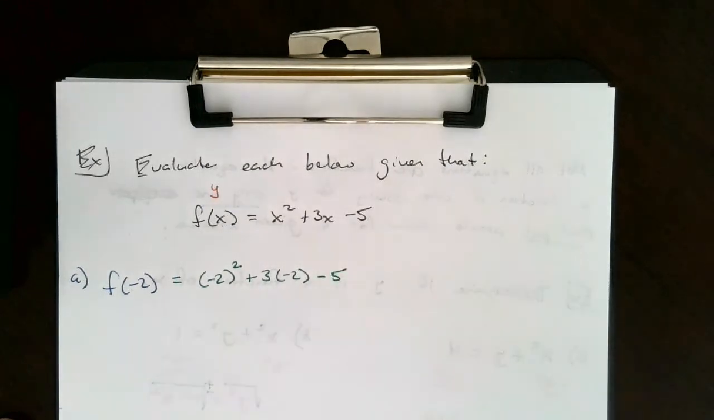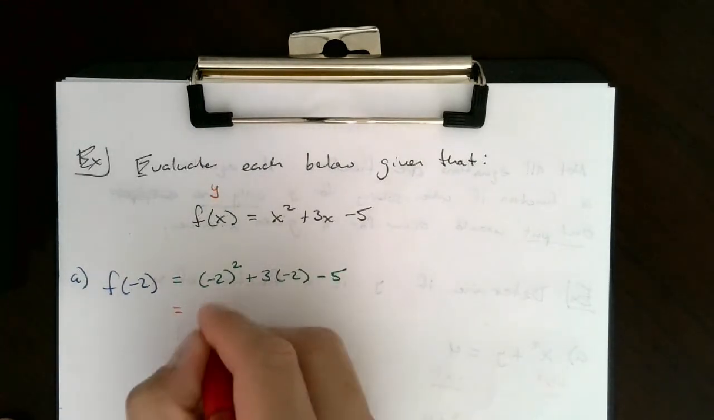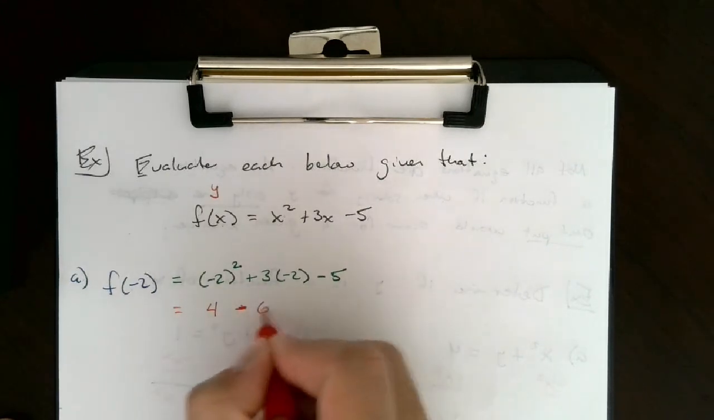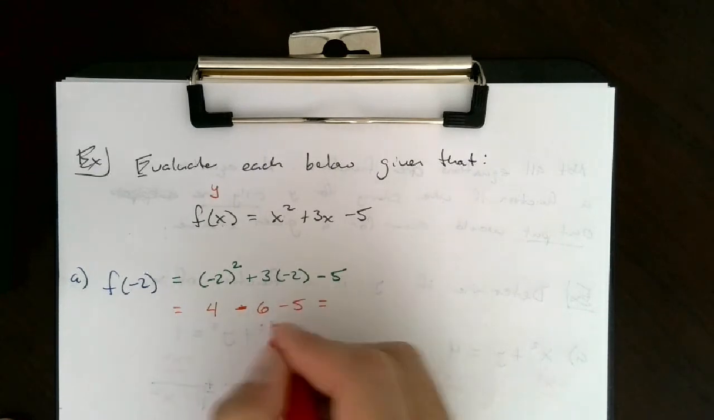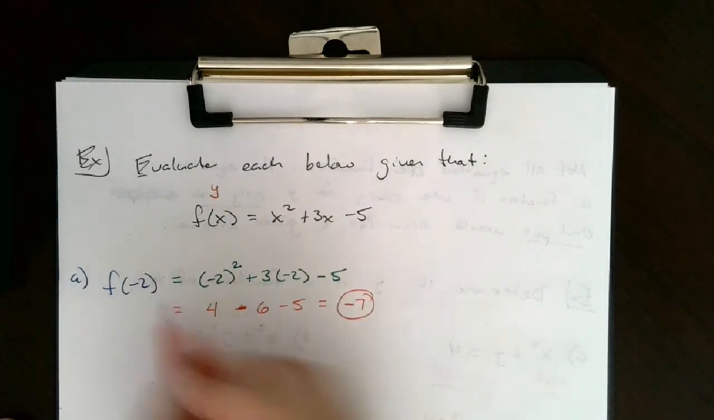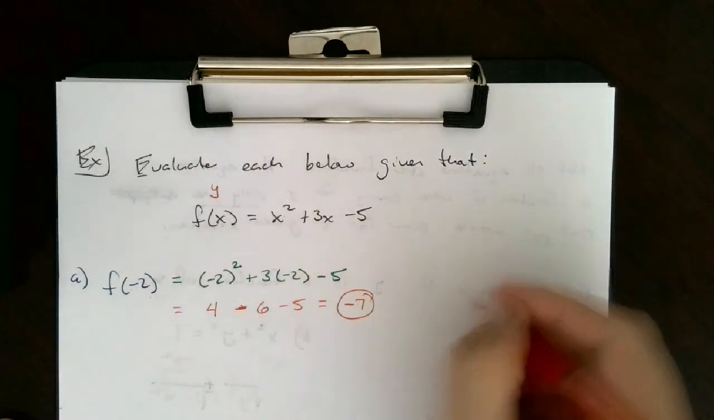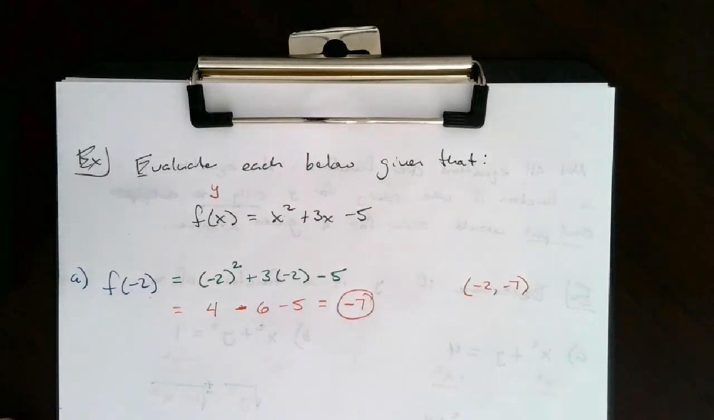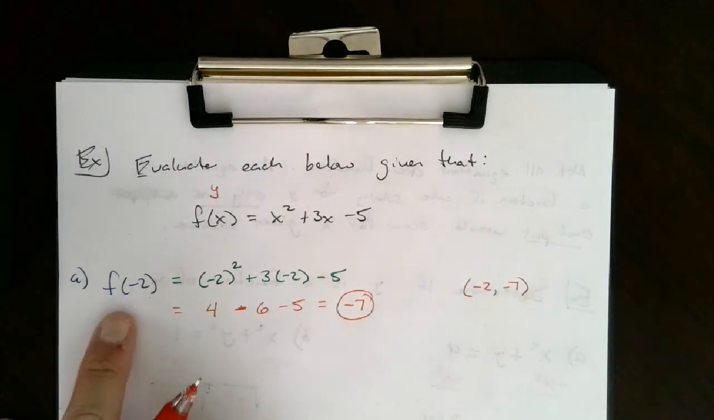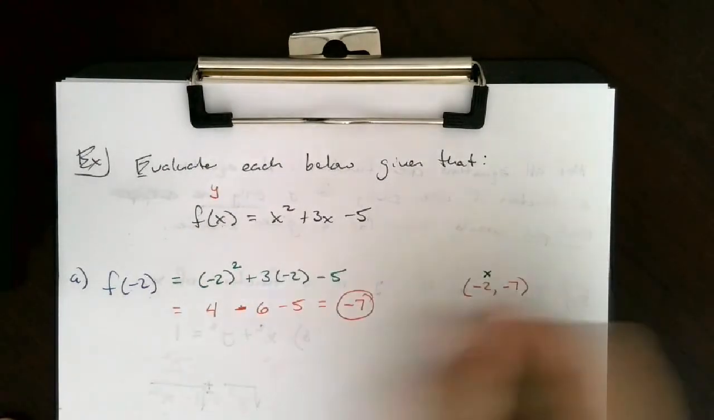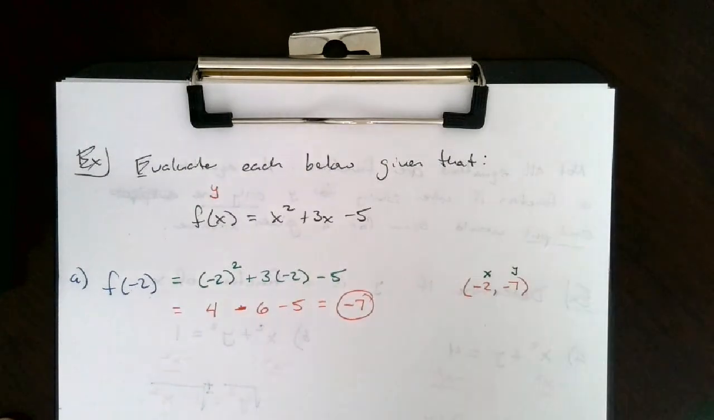We can simplify this term by term. -2, the quantity squared is a positive 4. Positive 3 times a -2 is a -6, and then minus 5. So 4 minus 6 is -2, minus 5 will give me -7. So f of -2 is equal to -7. The x value is what you're substituting in, the y value is what you're getting out. If I was thinking of this as an ordered pair, it'd be -2, comma, -7. Now, unless I ask you for the ordered pair, you wouldn't write it that way. You'd write f of -2 equals -7, just understanding that the x value is what is being substituted in, the y value is the result, the -7.